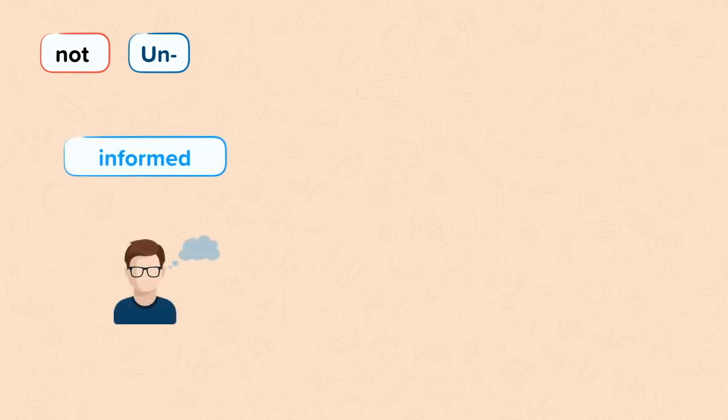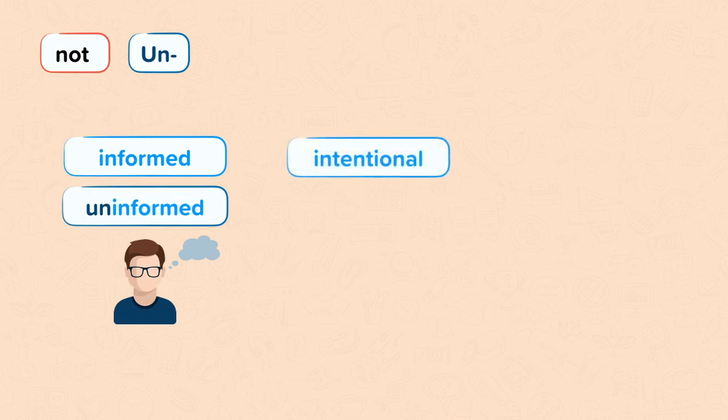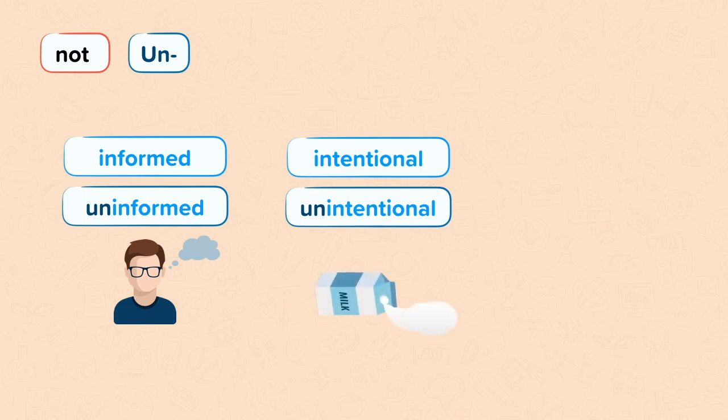Now let's look at some other root words. Informed means to be aware or know about something. So to be uninformed means not to know about something. How about intentional? If something is intentional, it's been done on purpose. So if something is unintentional, it means it has not been done on purpose or it's been done accidentally. So, for example, this morning I spilt some milk. This was unintentional. I didn't mean to do it on purpose. It was a mistake.